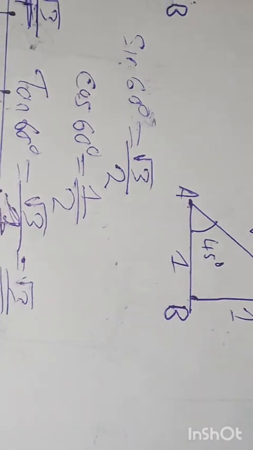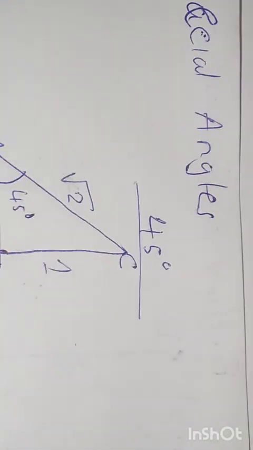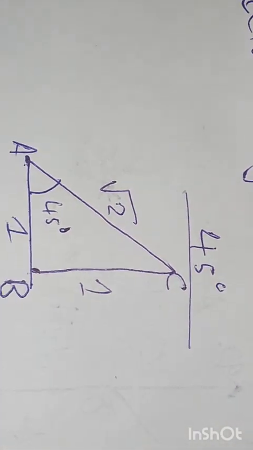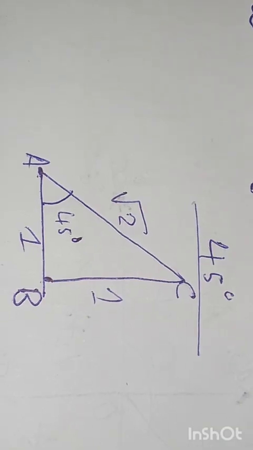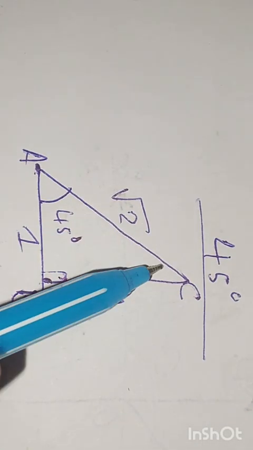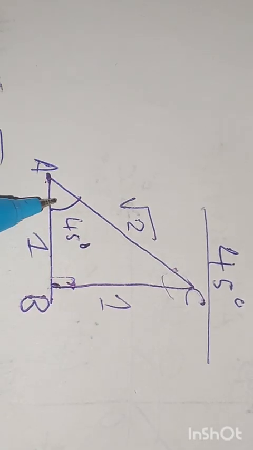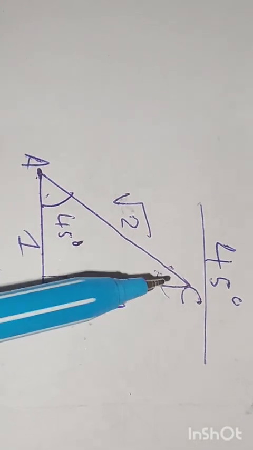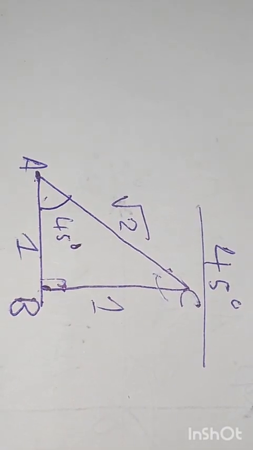Then we now go to the special angle of 45 degrees. What happens when we are at 45 degrees? On 45 we have a 90 here, and even here we have 45 degrees. You can use this angle, or you can use this angle. They are both 45 degrees, and they will give you the same answers.